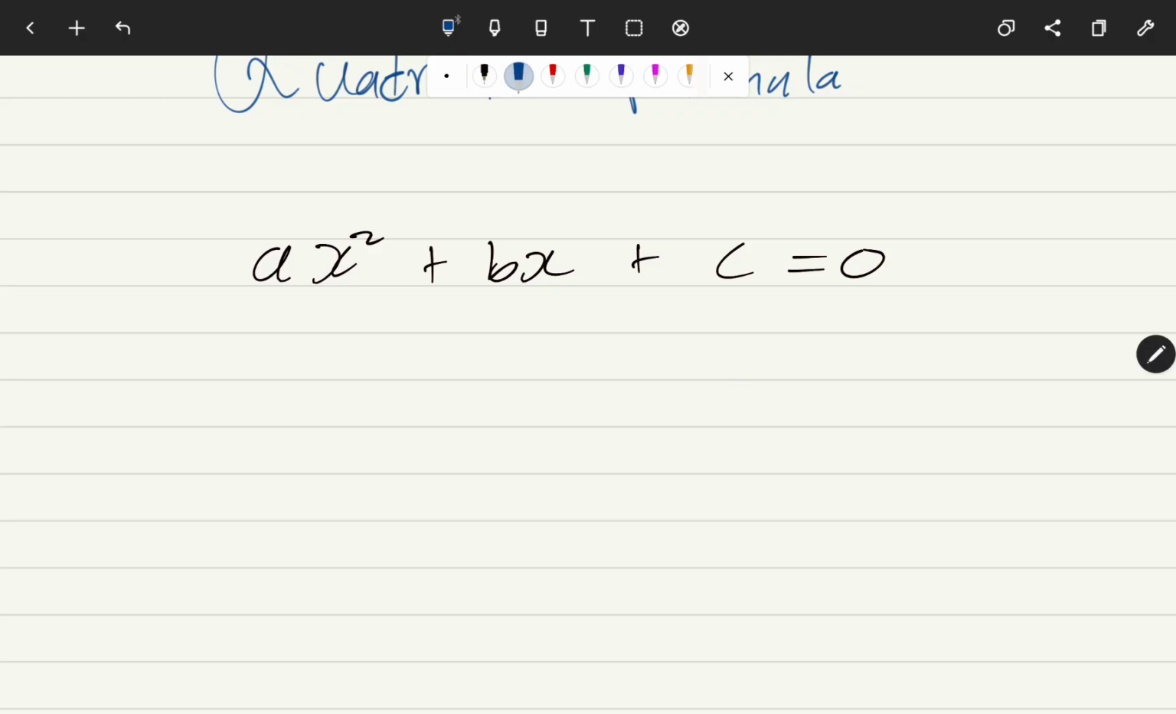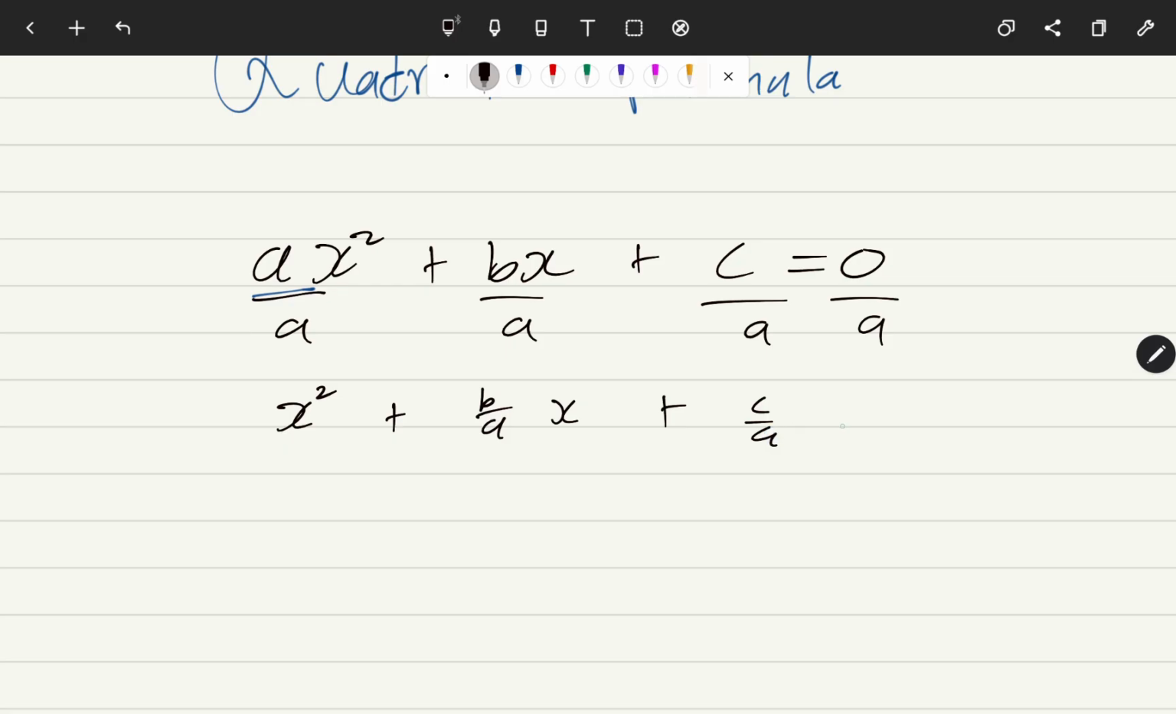Step number 1, we must make sure that our coefficient of x squared is 1. So that means we're going to divide by a in all terms. So we divide by a, right? You end up with x squared plus b over a x plus c over a equals 0. So yeah, first step is done.